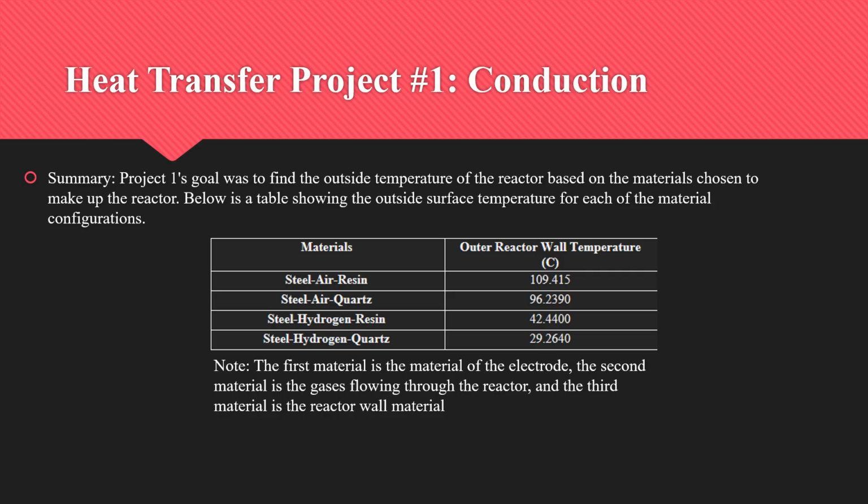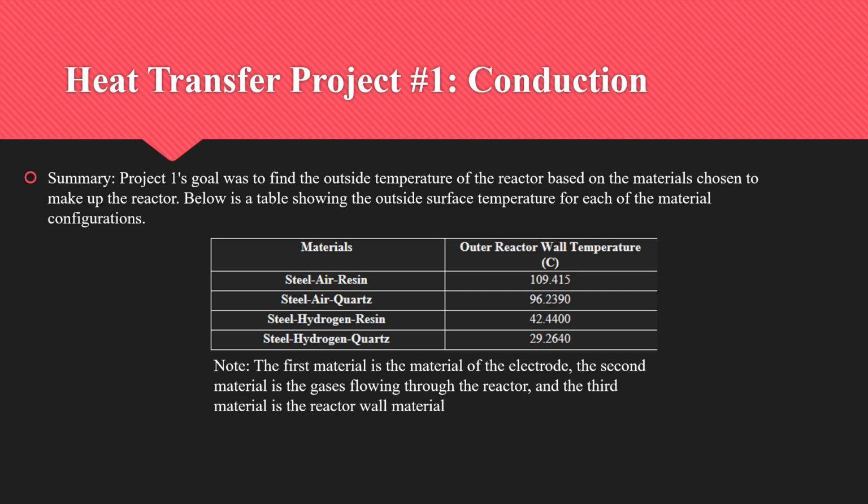The design for our thermal reactor was broken into two separate projects. The first project analyzed conduction, and its goals served to recommend the best material and gases that the reactor should be made up of. Four different layering designs were looked at and calculated in hopes to find the best insulation.